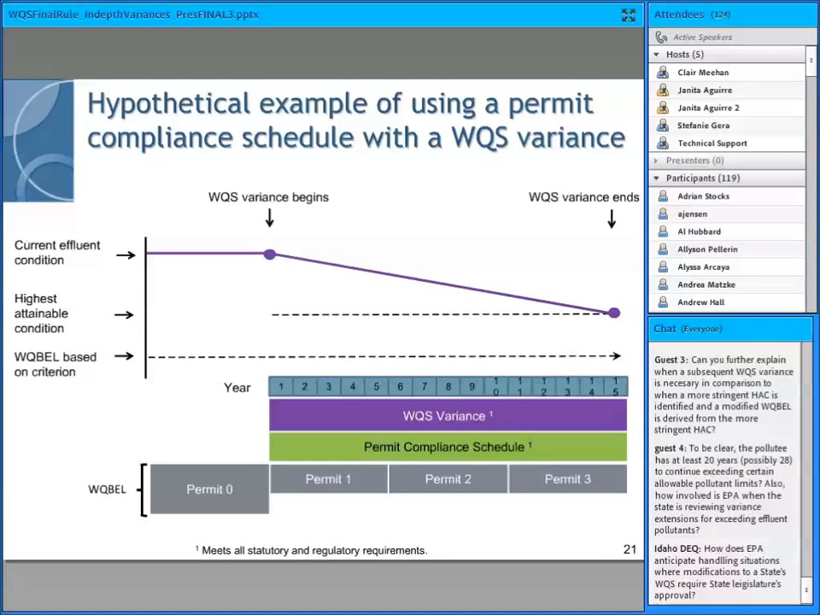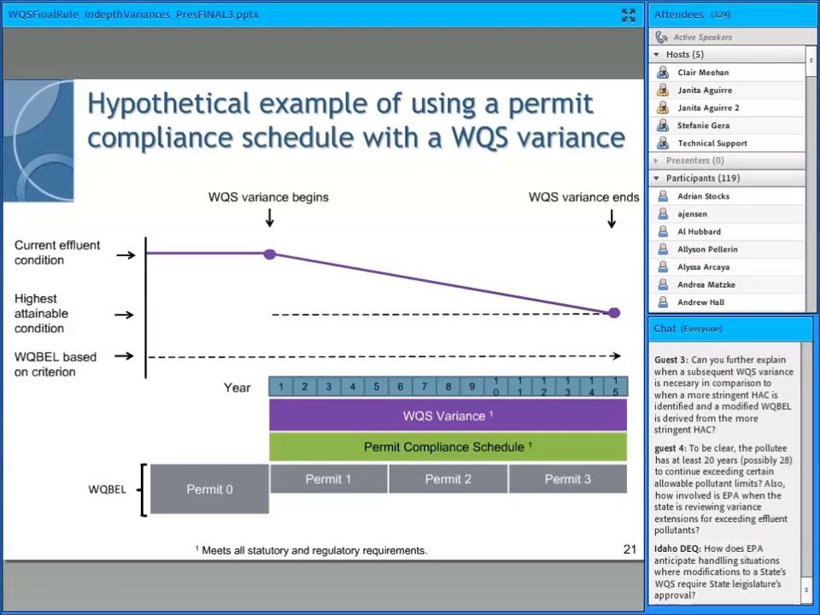In this example, the state identifies the highest attainable condition as an effluent condition the discharger can achieve within 15 years. The state adopts and EPA approves a 15-year variance specifying the effluent condition feasible to achieve within 15 years as the highest attainable condition. When issuing the first permit under the variance, the permitting authority establishes a water quality-based effluent limit on the basis of the highest attainable conditions specified in the variance. This is represented as the rectangle labeled Permit 1 that is shorter than the rectangle labeled Permit 0.